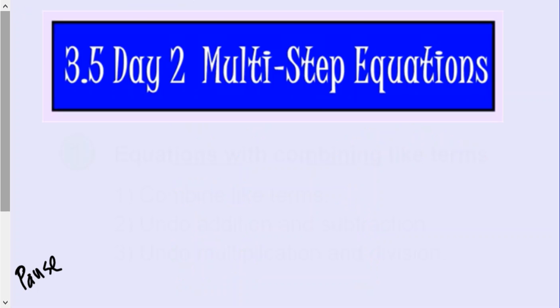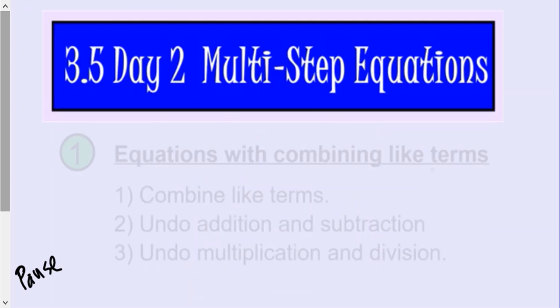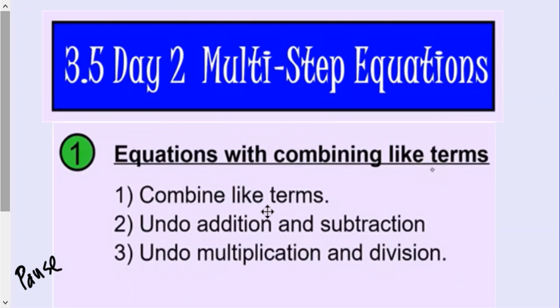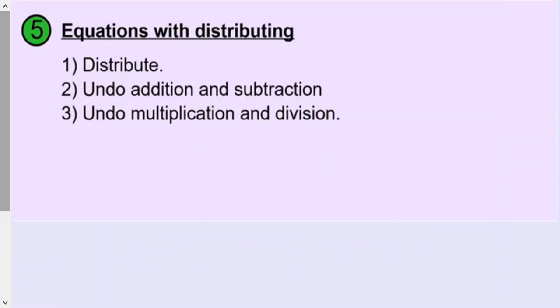Alright, so back to here, we want to make sure that we combine like terms first, and then we'll just undo addition and subtraction, and then multiplication and division. Okay, now we're going to go ahead and look at equations with distributing. Okay, so if we have a multiplication problem where we need to distribute, we got to distribute first, and then work addition and subtraction and multiplication and division. Okay, make sure you get this written down in your notes and push play when you're ready to move on.